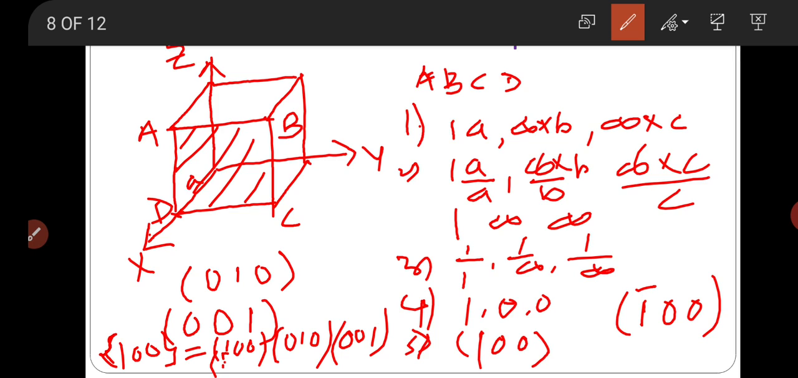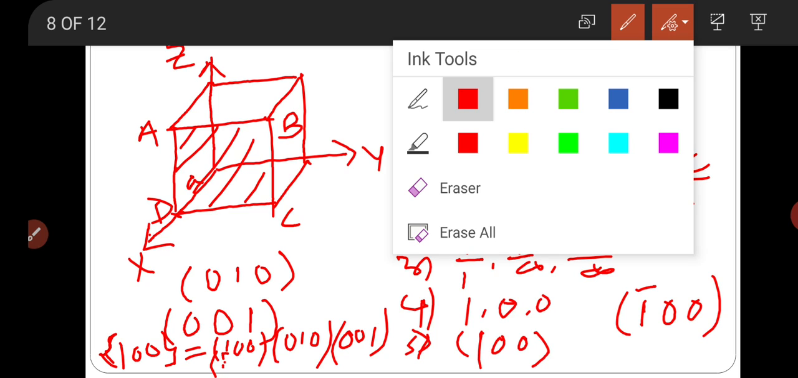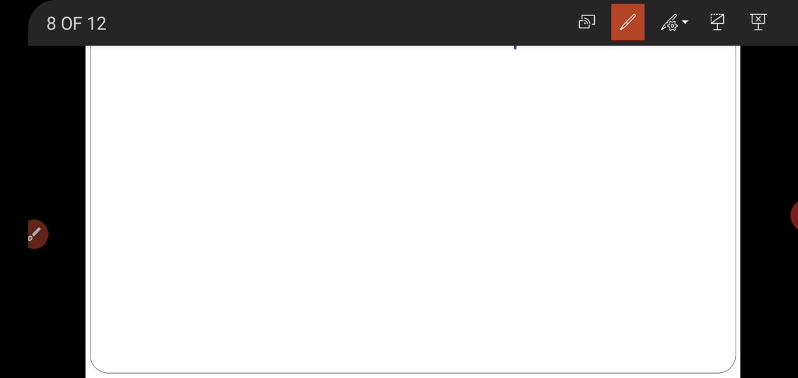So all these 6 planes are called a family of 100, which is written in curly brackets. Okay, let us erase all this. Now I can take one example.